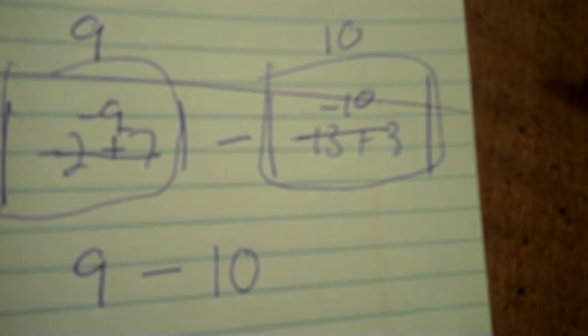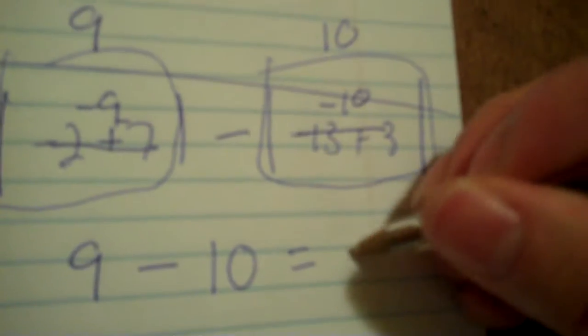-13 plus 3 is -10. From -10 to 0, that's a distance of 10. So it's 9 minus 10. Now, 9 minus 10 is -1. And that's the answer, okay? You can get a negative answer at the end.